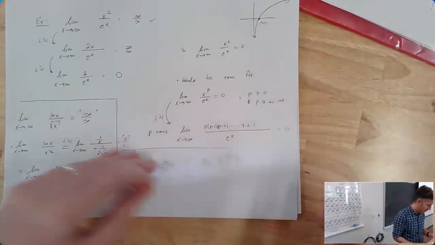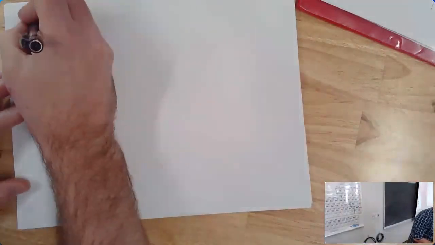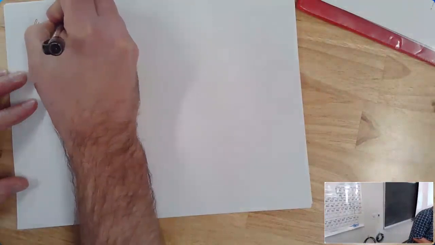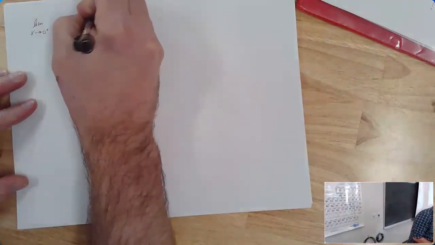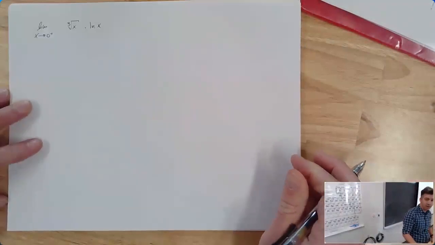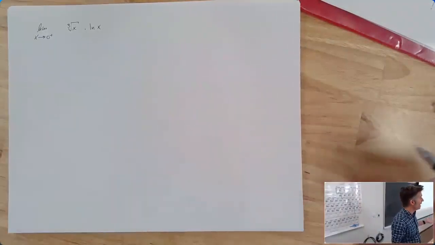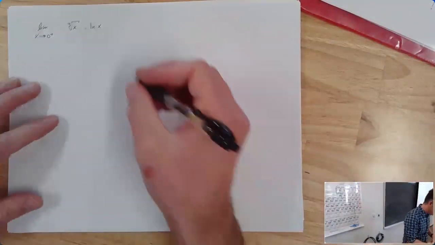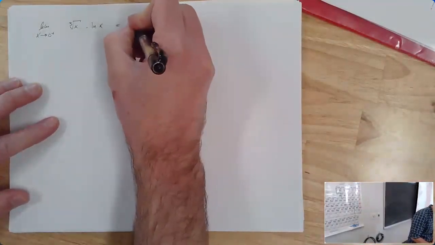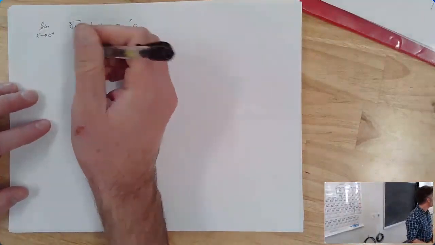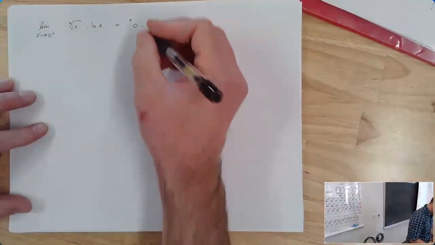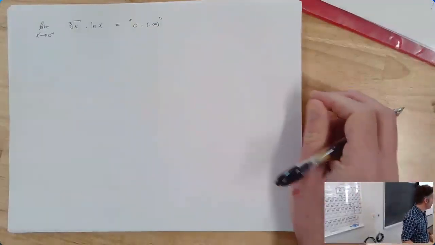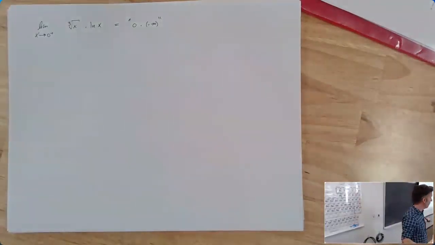So what if we wanted to find the limit as x approaches 0 from the right of the cube root of x times the natural log of x? So I'm going to be super extra clear. This is not necessarily equal to 0 just from the get-go. Because if we plug in 0, we have a 0 times the natural log of 0, which goes to negative infinity. And what's 0 times infinity? I don't know. It's an indeterminate form.